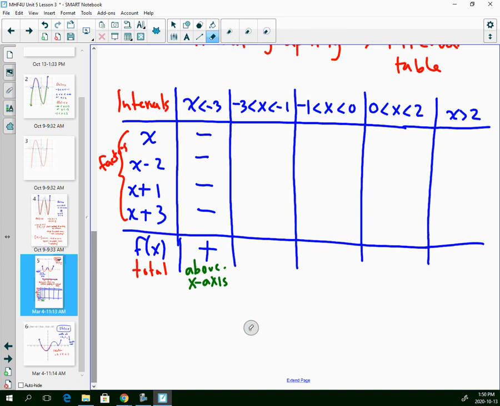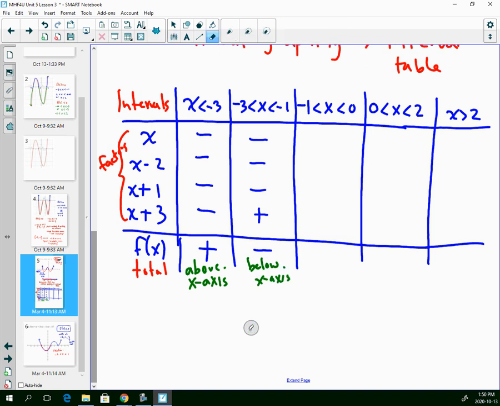Okay, then I'm going to pick a number between -3 and -1, so I'll pick -2. That falls between -3 and -1. So if it's -2, x is negative. -2 minus 2 is -4, so that's negative. -2 plus 1 is -1, so that's negative. And then -2 plus 3 is +1, so that's positive. So now we have a negative times a negative times a negative times a positive, which is a negative. That tells me that f of x is a negative value, or y is negative, or it's below the x-axis.